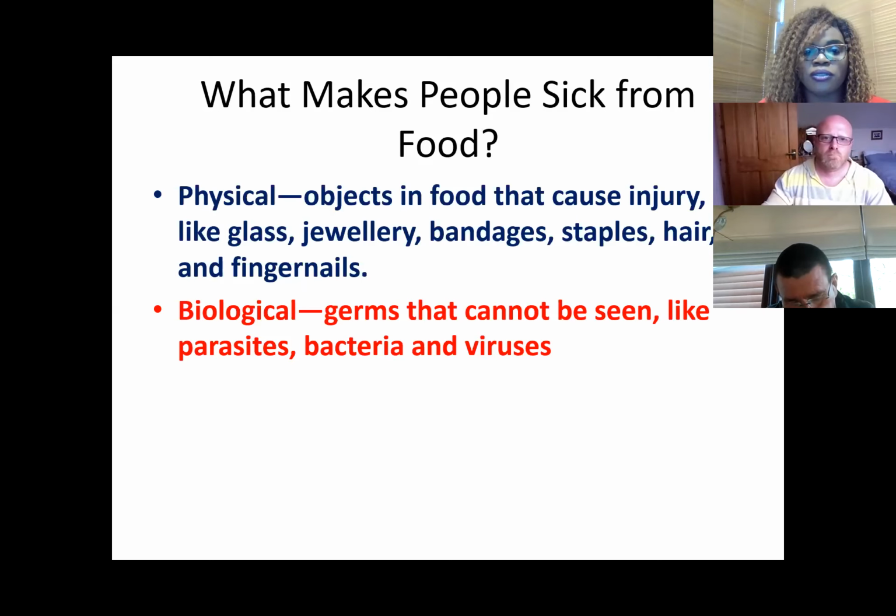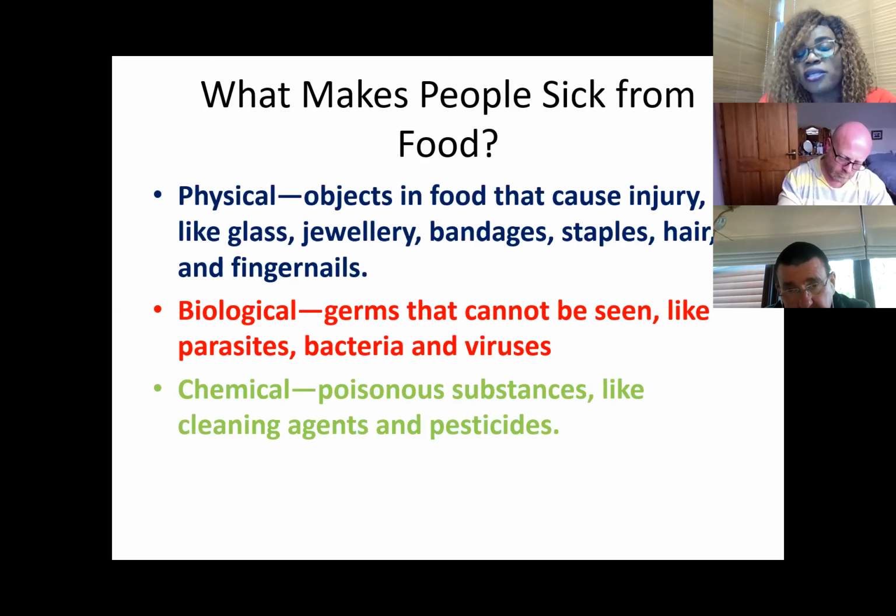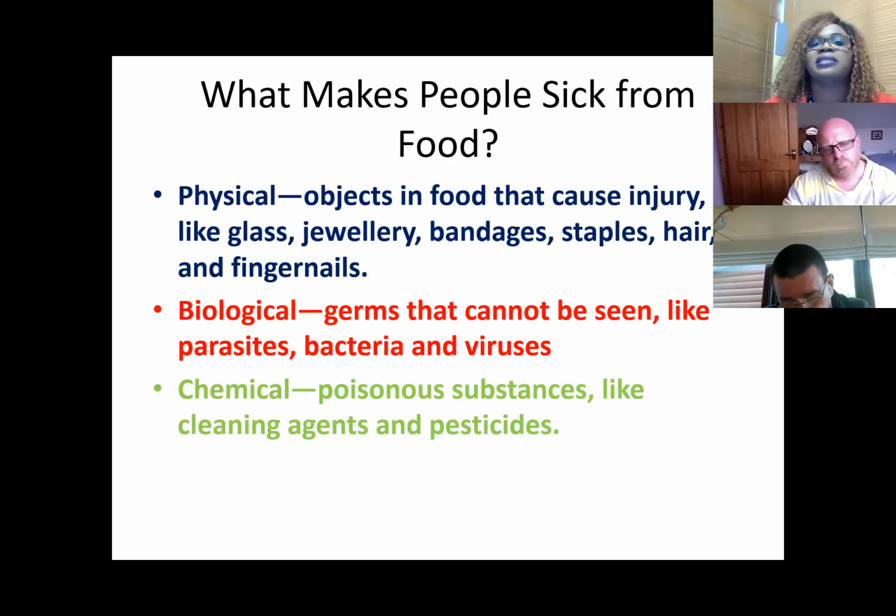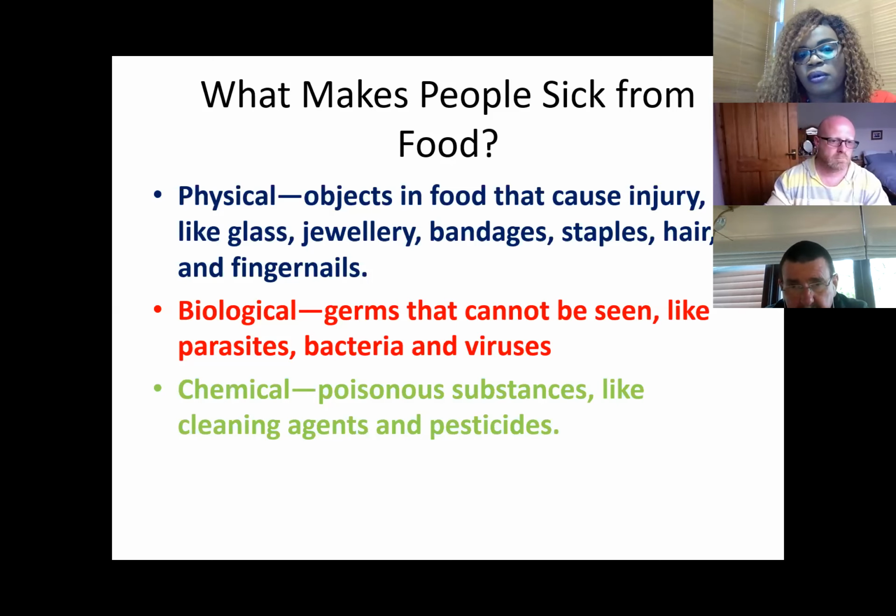In terms of biological, germs that cannot be seen, like parasites, bacteria, viruses, we've talked about them, algae and stuff like that, those are biological. Or it could be chemical. These are poisonous substances like cleaning agents and pesticides that can be found in food. So these are the three classes of things that can cause problems, or if they're in food, they can make people sick or cause foodborne illness.